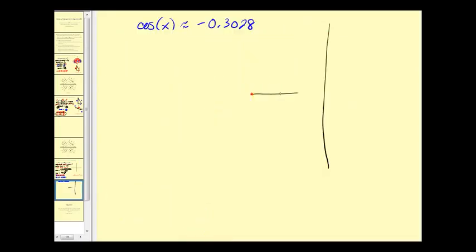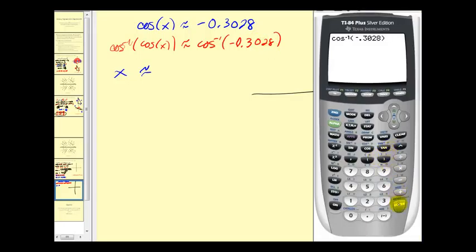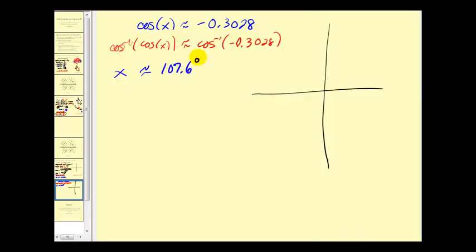What we can do now is take the inverse cosine of both sides. So on the left side we'll have x. On the right side we'll go to our calculator. And this gives us approximately 107.6 degrees. Sketch this angle on the coordinate plane. So we'd have 90 plus another 17.6 degrees. Now notice that means that our reference angle here would be 180 minus 107.6, or 72.4 degrees.